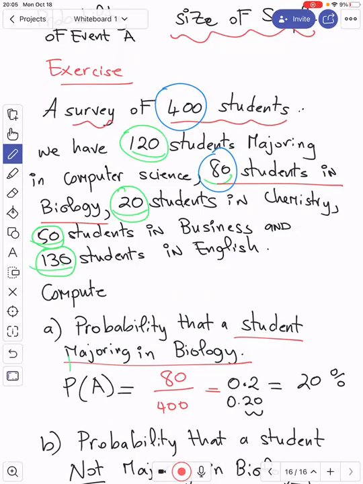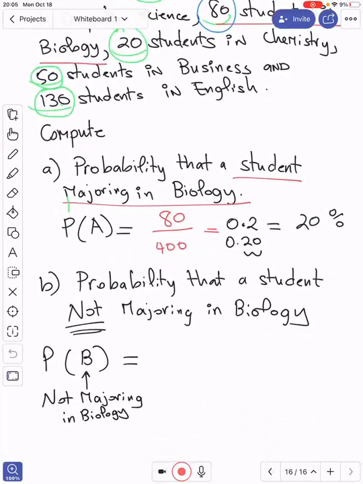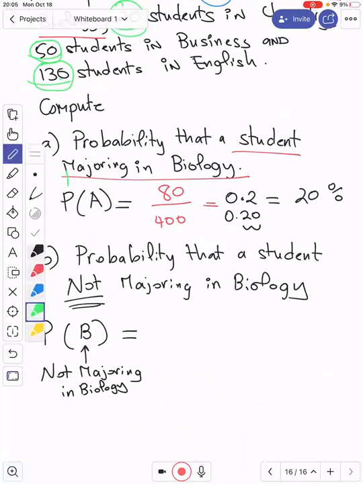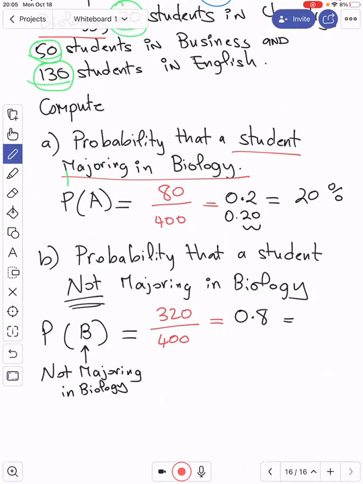So the frequency of this event, the number of students not majoring in biology, is just 320. And again, divide by the size of the sample, which is 400. That will be equal to 0.8, which is 80%.